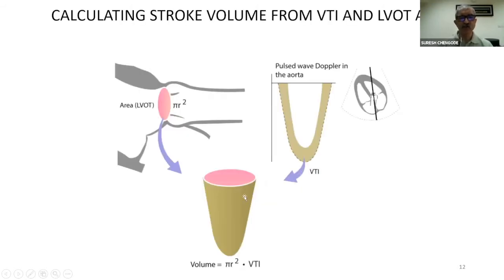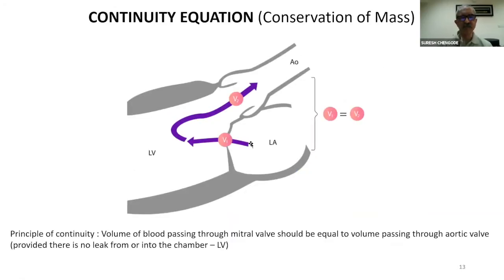Now, once you know the velocity time integral, and if you can measure or calculate the cross-sectional area of the orifice through which it flows, you can calculate the flow through that, which is nothing but the stroke volume through that cross-sectional area. Once you get the stroke volume, it can be put into the continuity equation, which follows the law of conservation of mass, which states that whatever enters a closed system of flow has to exit the system unless something is added or removed from the system.